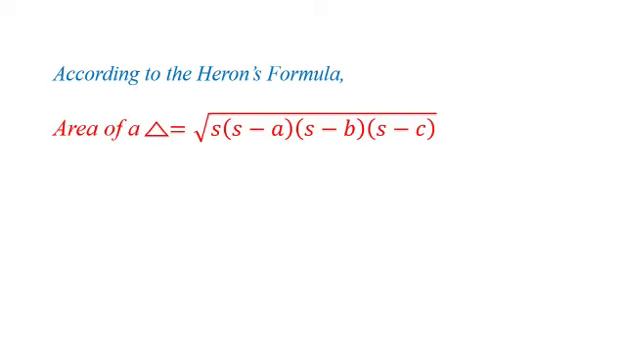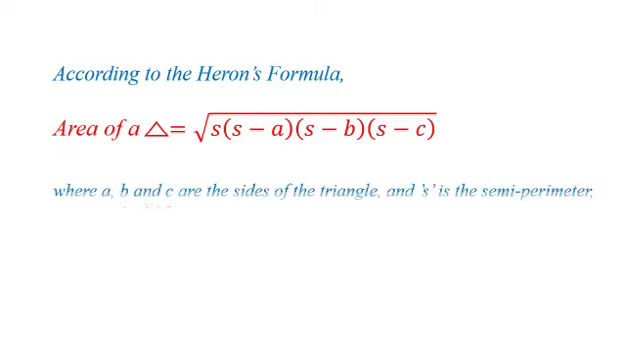According to which, the area of any triangle is given by square root of s into s minus a into s minus b into s minus c, where a, b and c are the sides of the triangle and s is the semi-perimeter. That is, s is given by a plus b plus c divided by 2. Now let us move on to a problem.